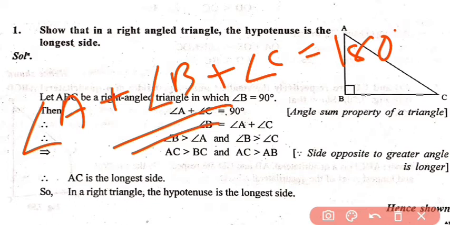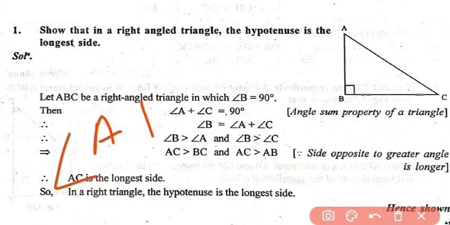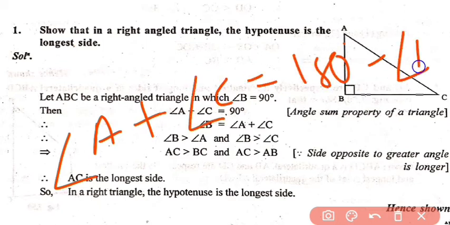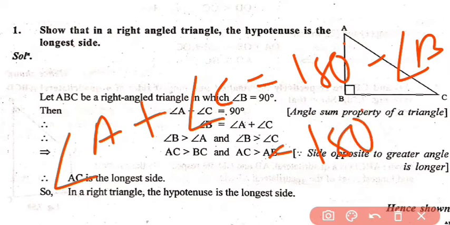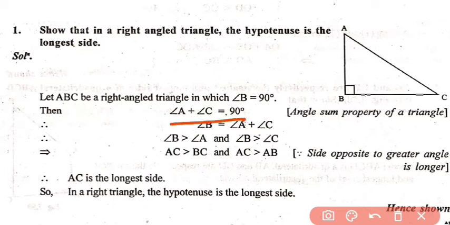The sum of all the interior angles of a triangle is 180 degree, and here angle B you can take to the right hand side, so we can write angle A plus angle C equals 180 degree minus angle B, and 180 degree minus angle B is 90 degree. Therefore angle A plus angle C equals 90 degree, we got.